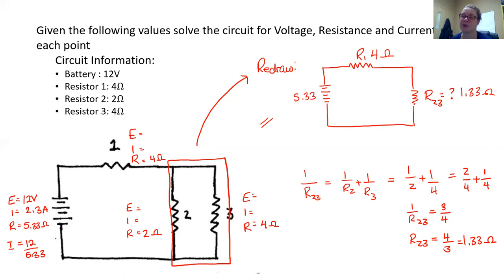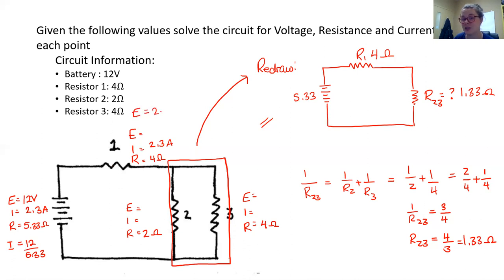Now let's follow from the battery. We're going to work our way through. We're going to use current and see is there anywhere where that's going to be the same. Well, if we leave the battery, we have a resistor in series with the battery, so it has to share the same current as the battery, which is 2.3 amps. Now notice we have current and resistance.